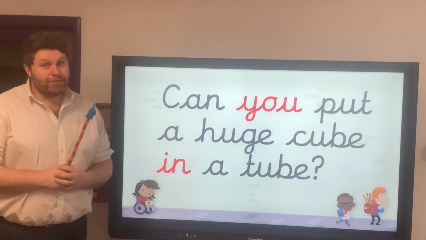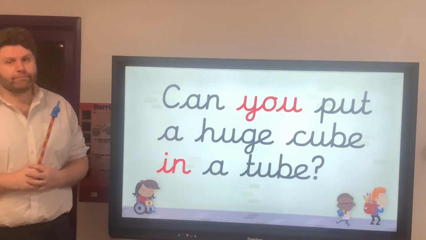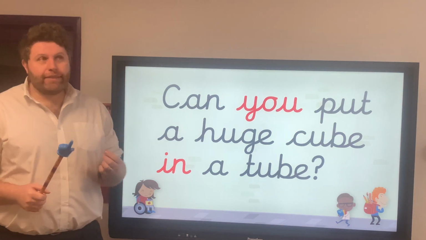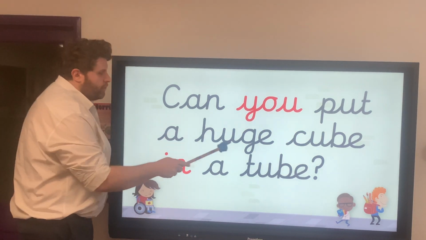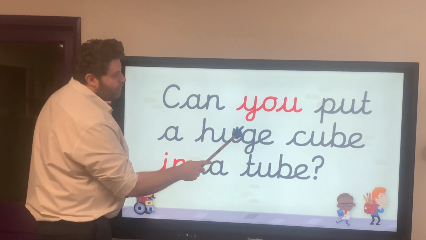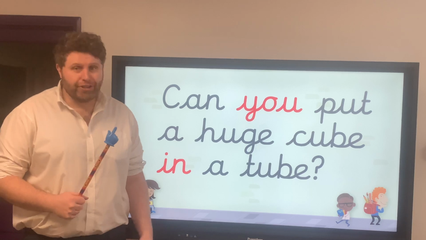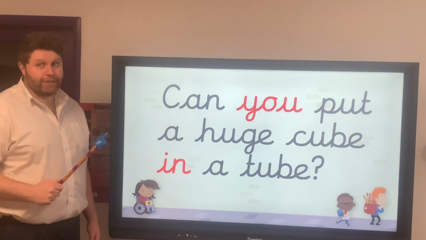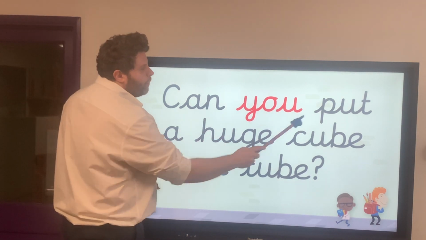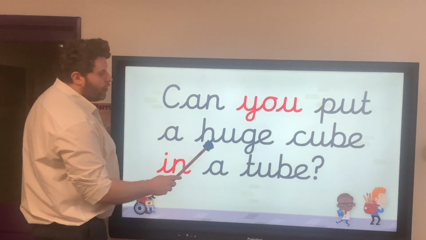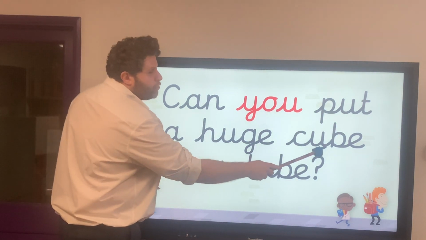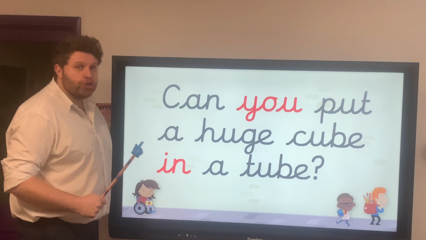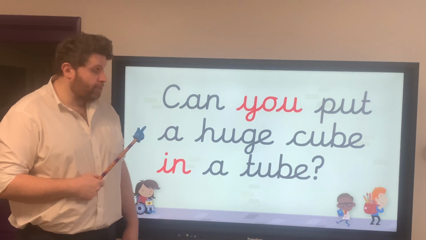So, see if you can do this. Pause the video, have a go. Okay, now, there's something that we might want to point out in this sentence, and that's this word here. Huge. Now, this looks like a g, so you might read it as hug, hug. But actually, sometimes it's pronounced as a j, so it's huge. So let's have a look at this together. Can you put a huge cube in a tube? Tube. Can you put a huge cube in a tube?